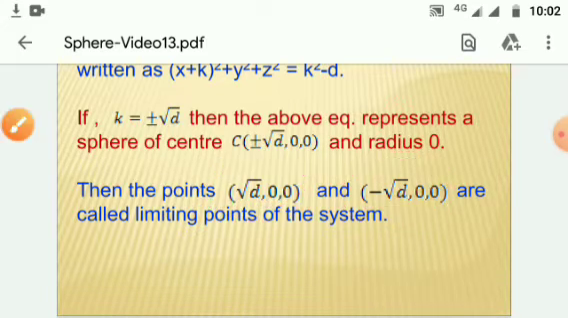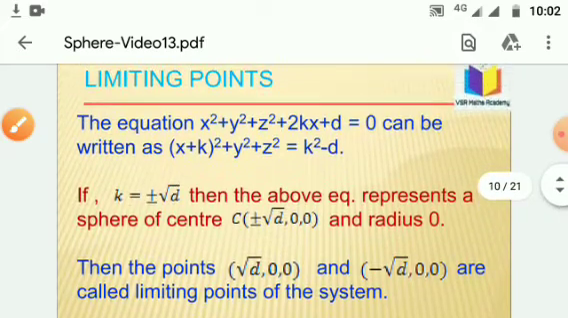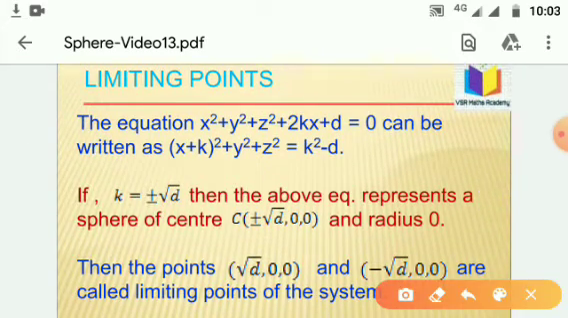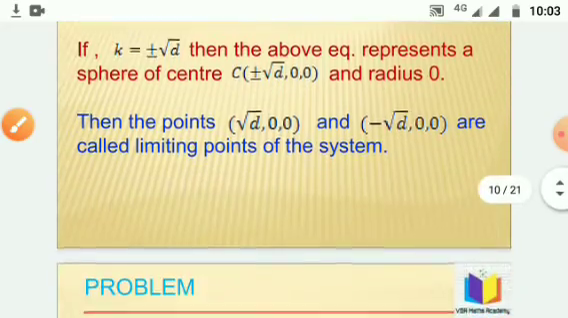Therefore whenever you take the simplified form of coaxial system like this, x square plus y square plus z square plus 2kx plus d is equal to 0, in this case root d 0 0 and minus root d 0 0 are the two limiting points of the coaxial system.